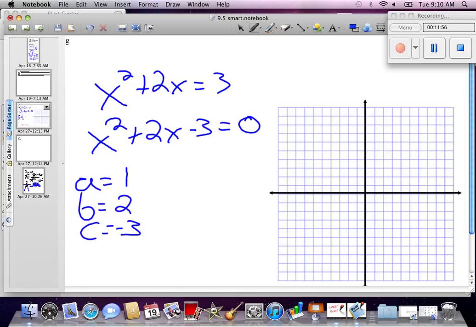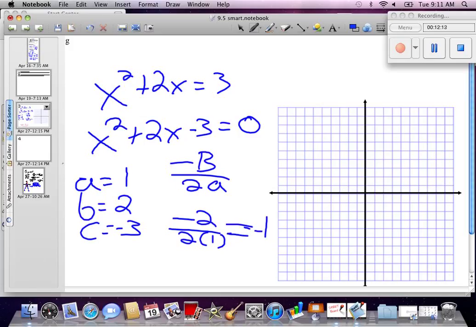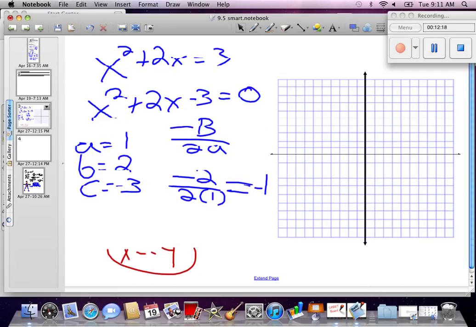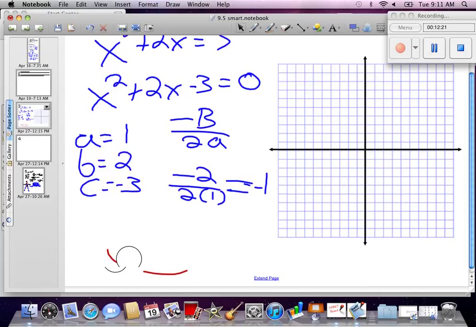Step 1 is complete. Step 2, we plug it into -b over 2a. So we say -2 over 2 times 1. 2 times 1 is 2. -2 divided by 2 gives us -1. That equals x. Okay? Now we're going to plug that back in. We're on step 3. We're plugging it into the original problem so that we can figure out what y is.